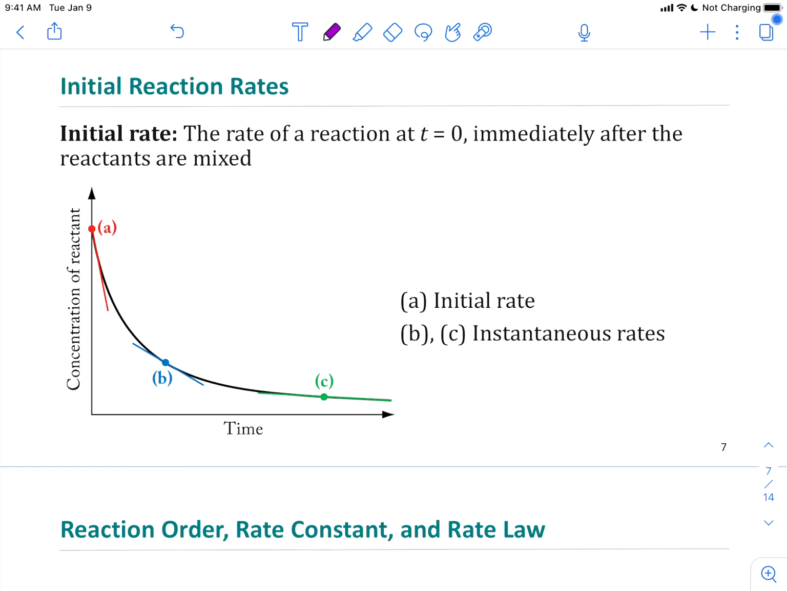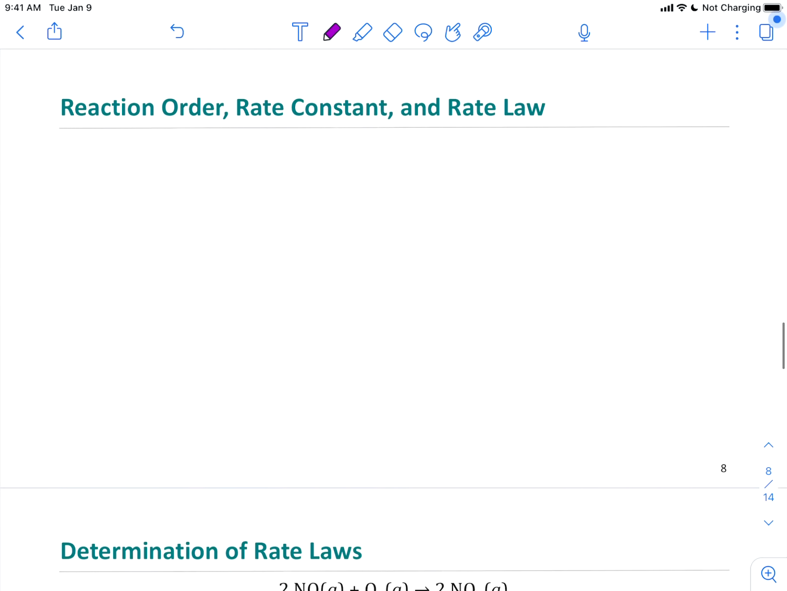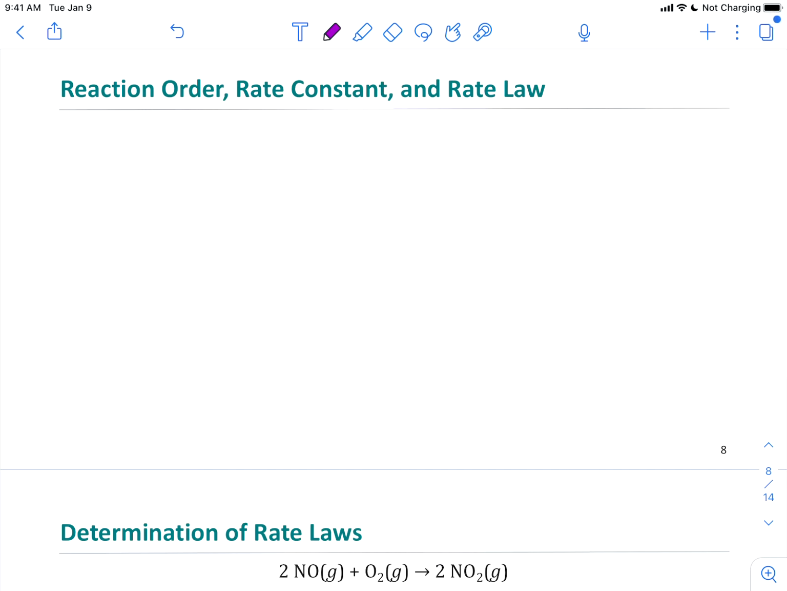An initial rate is just the instantaneous rate at time t equals 0. That's all initial rate is. It's the instantaneous rate at time 0. That'll be important because we'll look at initial rate data. We'll use that as a way to get information about certain reactions and what order they are. So that's what I want to talk about now. What is reaction order? What's the rate constant?